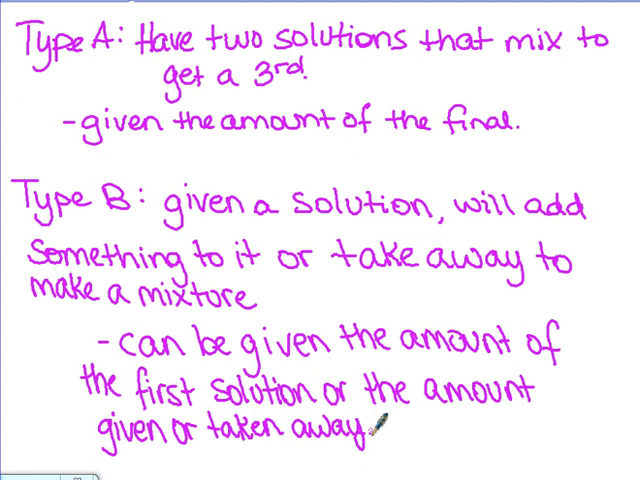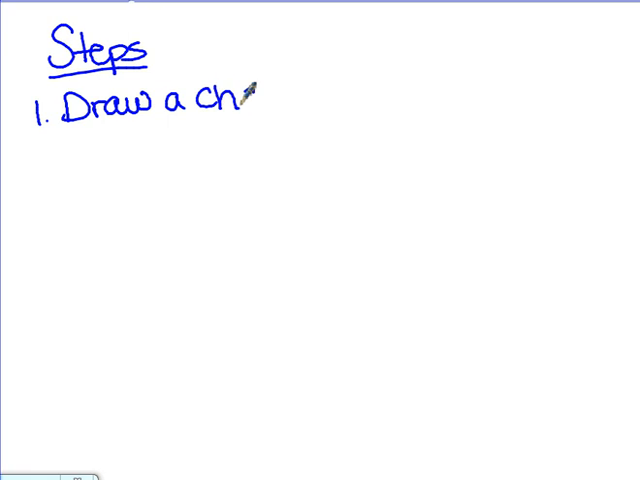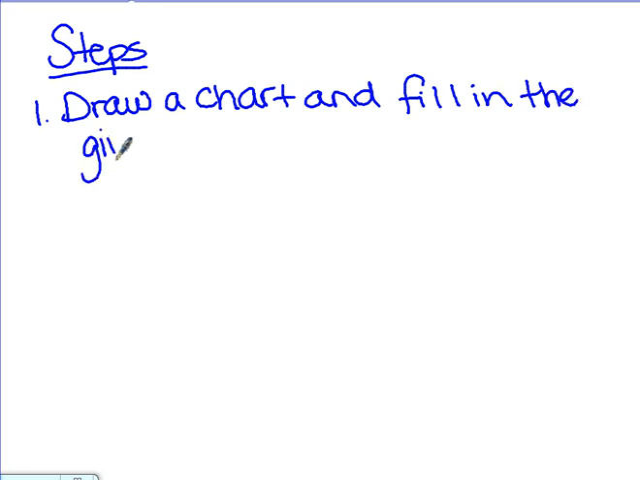All right, there's 5 steps to solving these problems, very similar to the first type of problems that we did. So let's look at these 5 steps and then we'll look at some examples. Step 1: we want to draw a chart and fill in the given information.